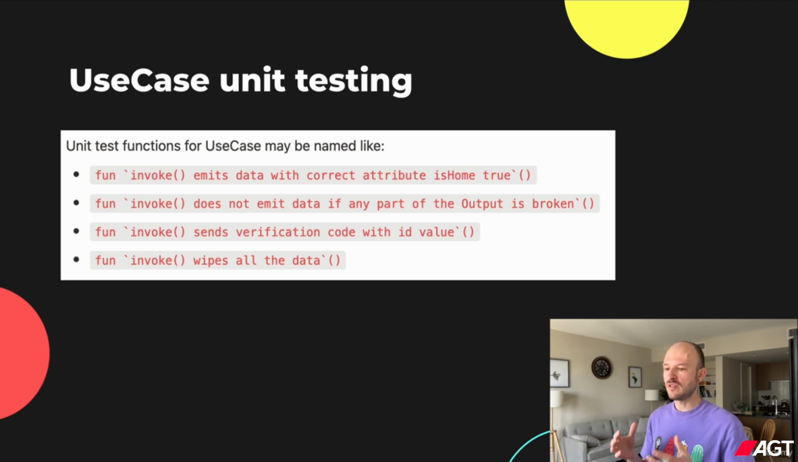The general naming pattern can be defined like this: method name, what it does, any conditions that may apply. In these examples, our method name is invoke, then what it does: emits data, does not emit data, sends verification code, wipes all the data. And conditions are: with correct attribute is home true, if any part of the output is broken, with ID value, and here we don't have any condition.